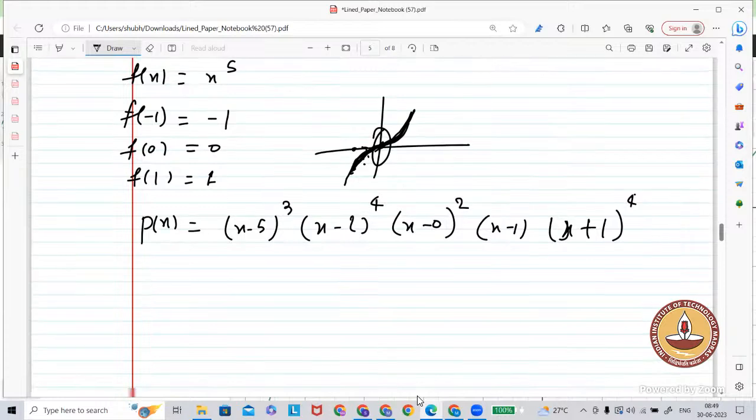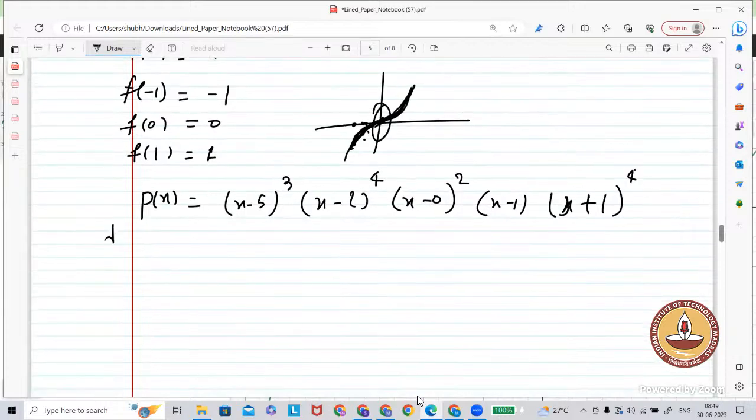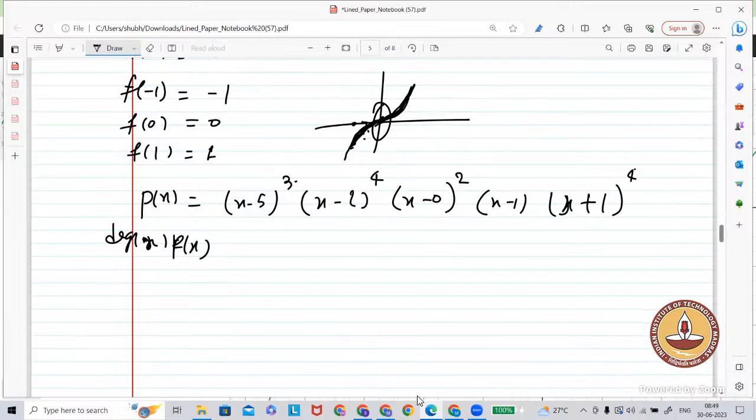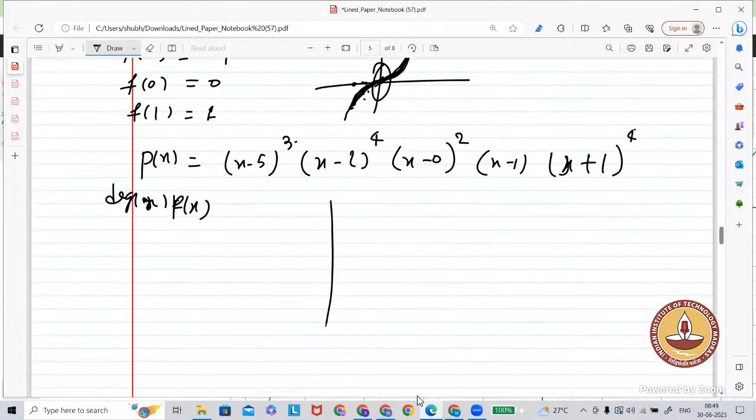If you do the multiplication, what is the degree of this polynomial? 14, right? This is 4, this is 7, 7 and 4, this is 3, 4, 7, 9, 10, and 4, that is 14. So if you draw the graph of this polynomial, how will it look?